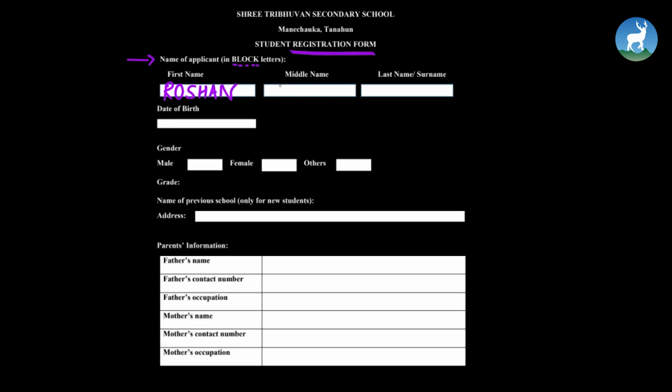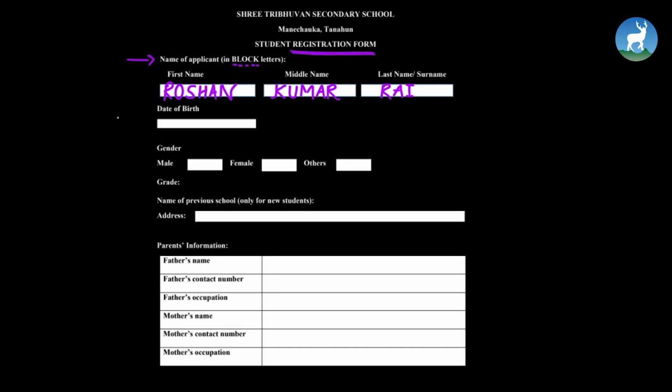Roshan. Middle name, maybe we can give him a middle name as Kumar. Last name, let's assume his name is Rai. So R-A-I. We fill in the form in block letters for first name, middle name and last name. Last name is also known as surname. If there is no middle name, we can just leave it blank or give a dash.